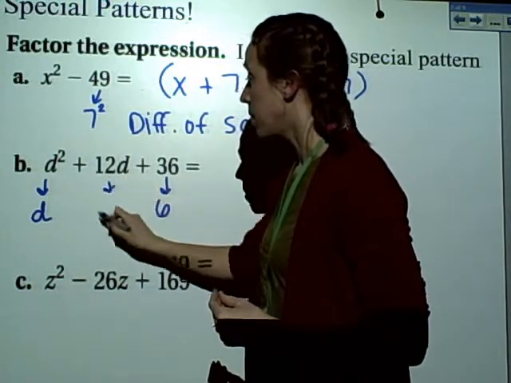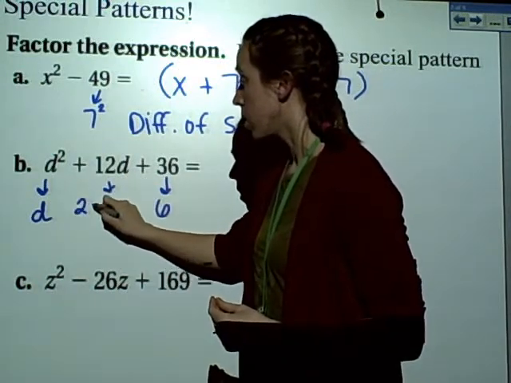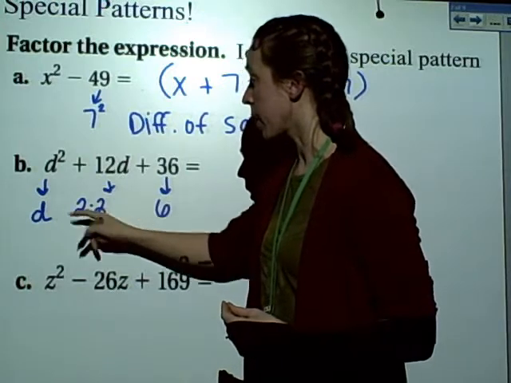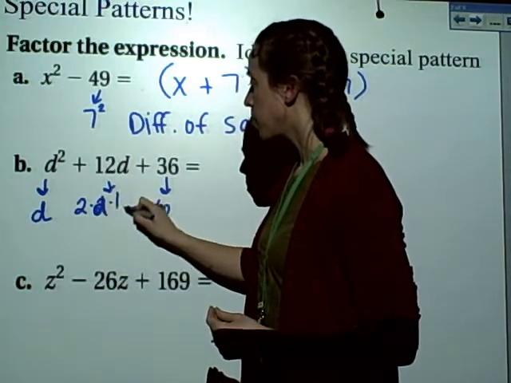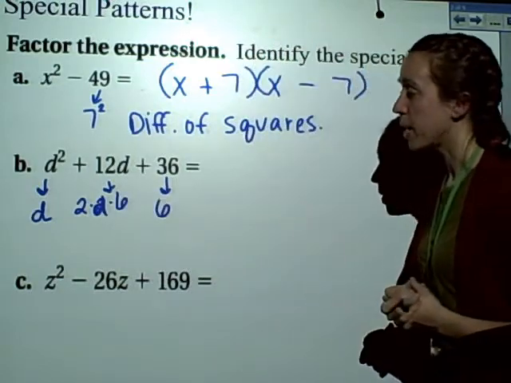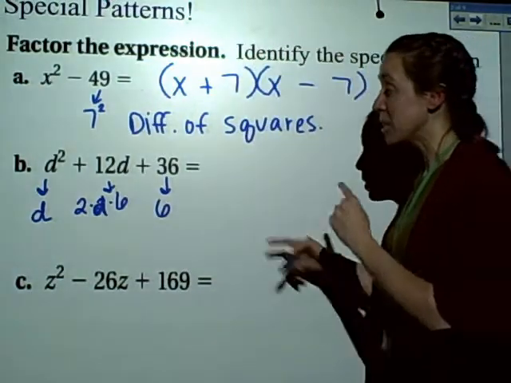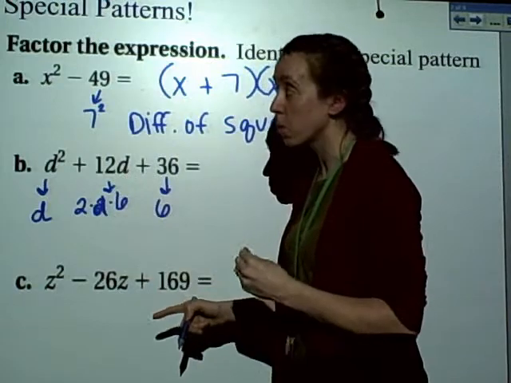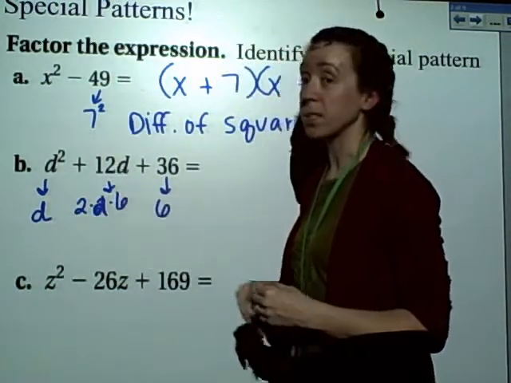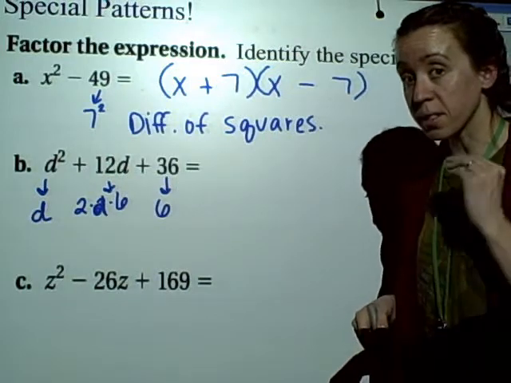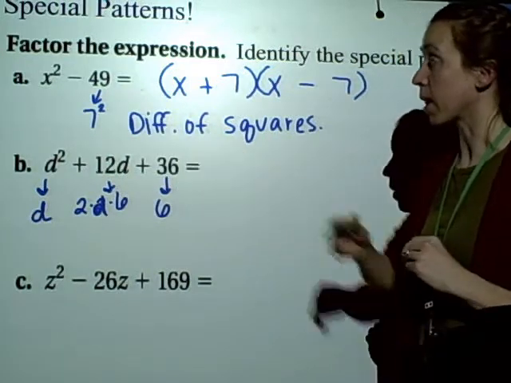And your middle term is equal to 2 times whatever you're squaring in the first spot, that's a d, times whatever you're squaring in the last spot. So we're going to see, is my middle term here equal to 2 times d times 6? And it is. It's 12d. So because of that, this is a perfect square.